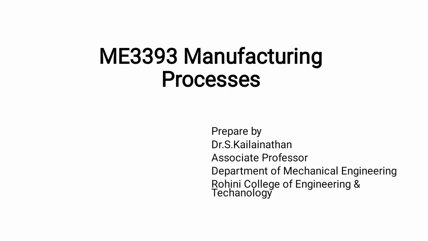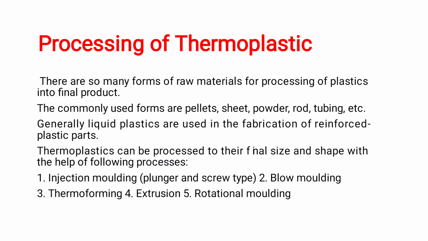Students, now we are discussing manufacturing process. Unit number 5. Topic is processing of thermoplastic. There are so many forms of raw material for processing of plastic into final product. Commonly used forms are billet, sheet, powder, rod, tube, etc.